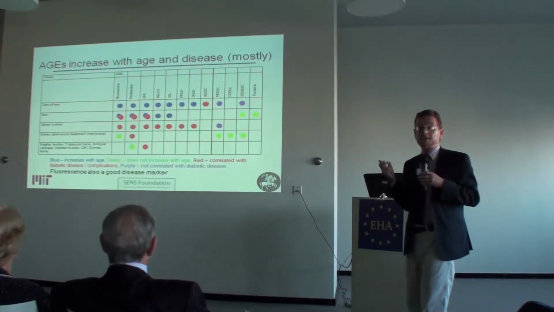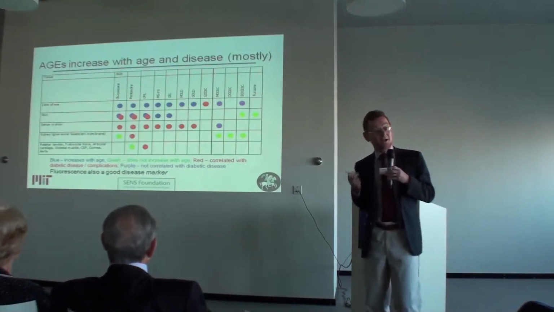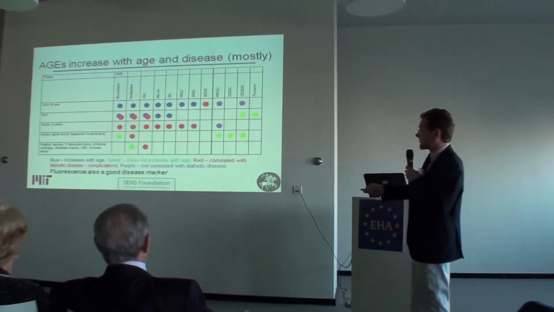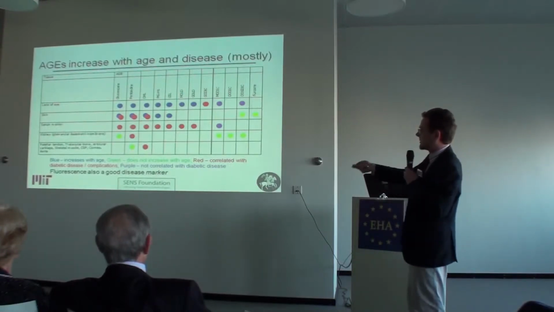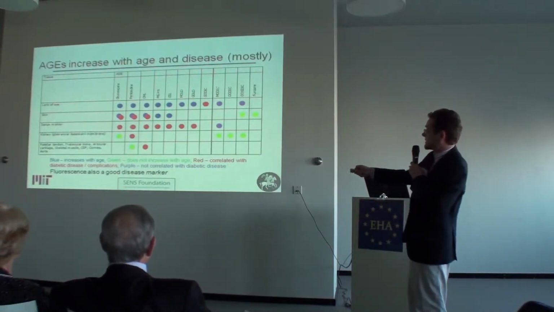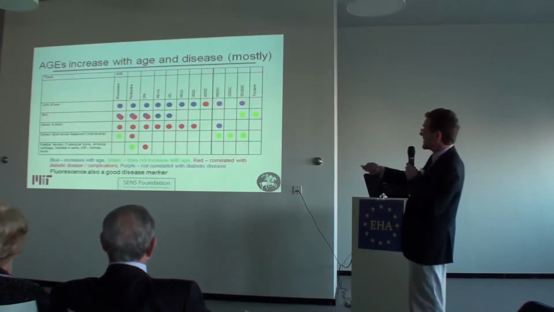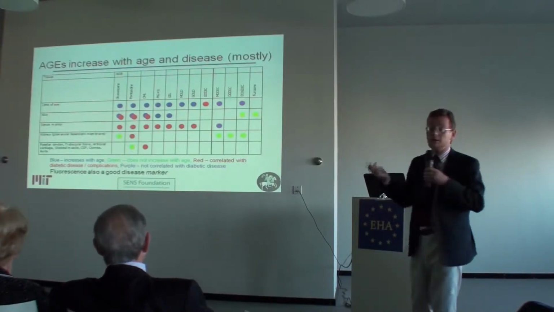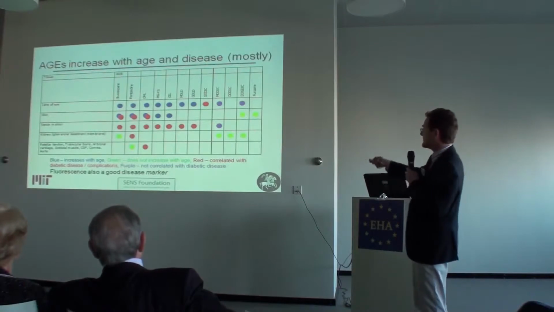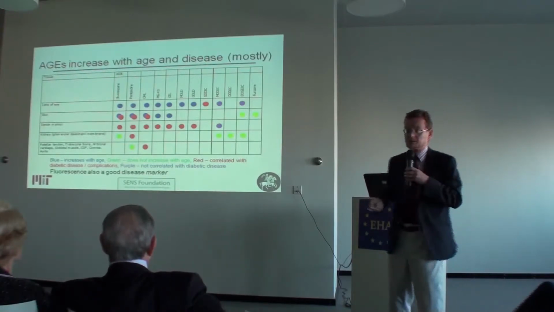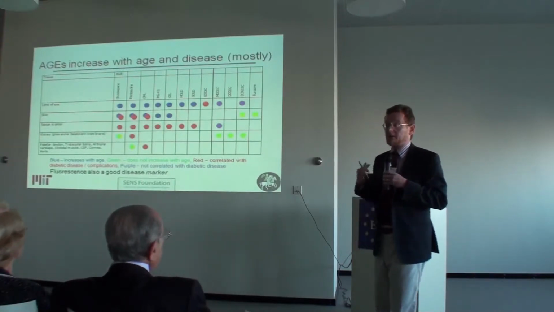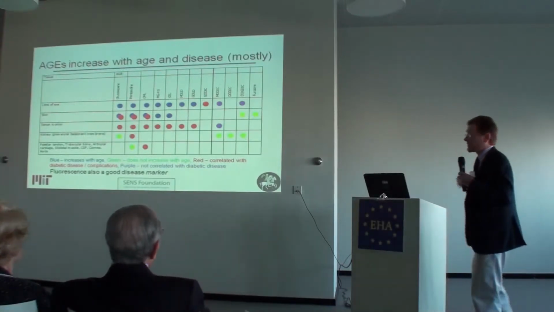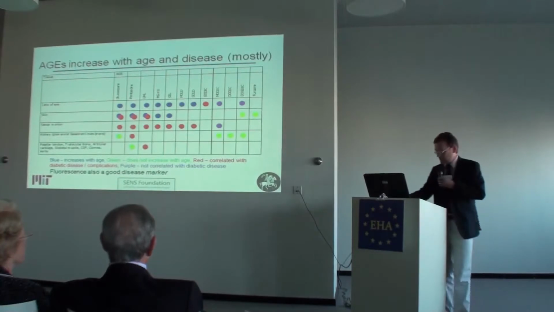These are all HPLC-MS studies, so they actually are measuring the ages. Fluorescence is also a really good disease marker, okay, but we'll come on to marker in a minute. And blue means it's correlated with age, red means it's correlated with disease, primarily diabetic complications, and the other colours mean it isn't. And there's an overwhelming consensus that these things build up with age, and they are correlated with disease. So, okay, that would suggest ages are bad.